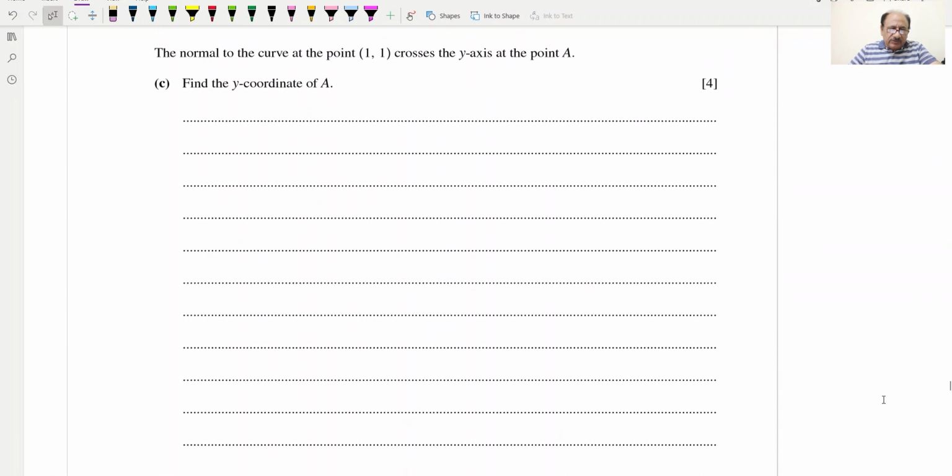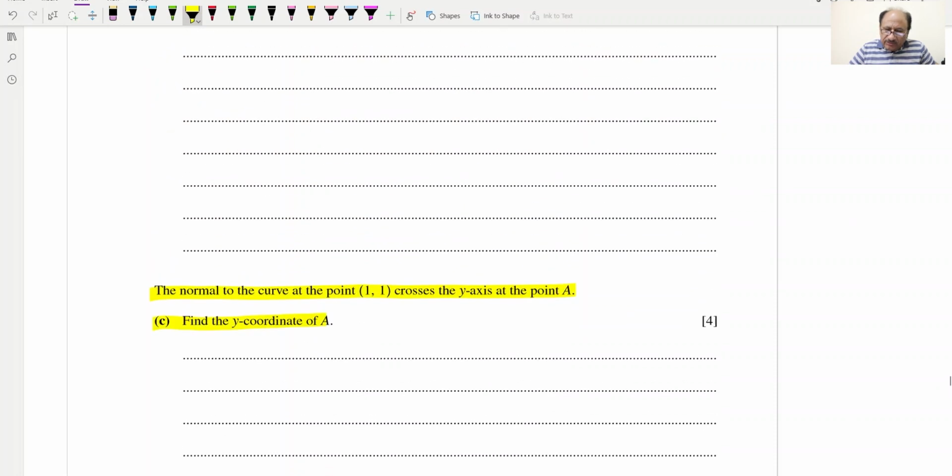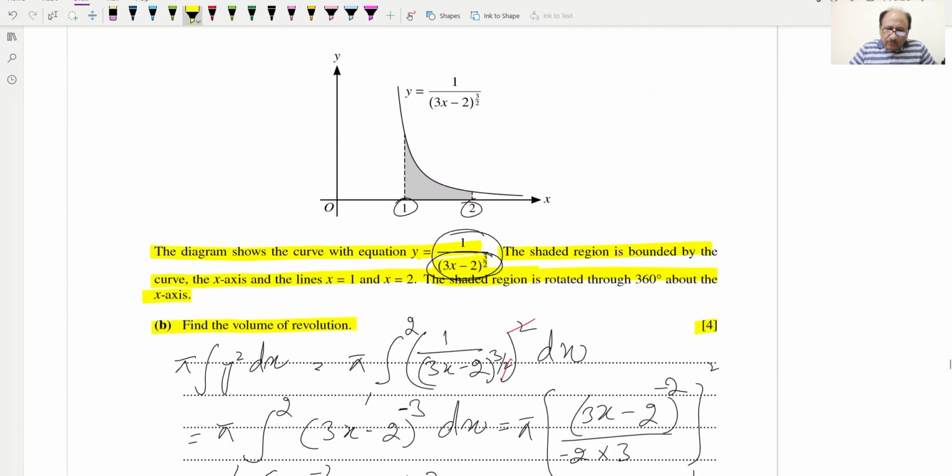Now we can move to this C part, and they are saying the normal to the curve at point 1, 1 crosses the y-axis at point A. Find the y coordinate of A. The normal to the curve at point 1, 1 crosses the y-axis at A. Okay.